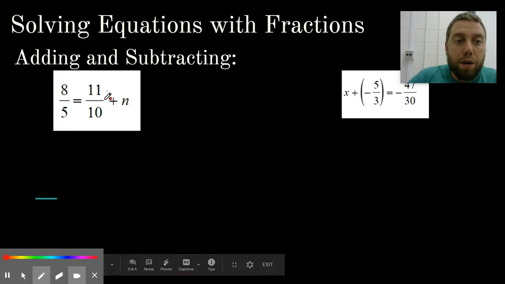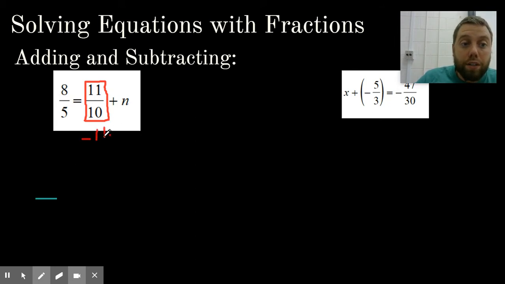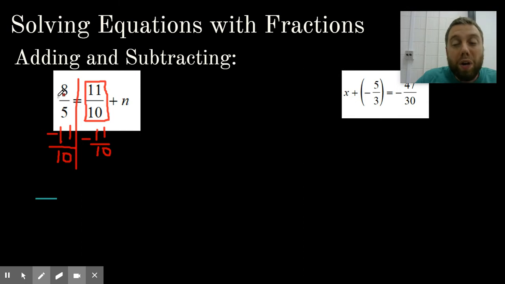Our first problem here, we notice that we have a variable added to a fraction, and we want to solve this. Solving equations means isolating the variable. To isolate this variable, we need to get rid of this fraction. You'll notice that this fraction is positive, so therefore we need to subtract it to get it to the other side. Subtract 11 over 10. And if you do something on one side, you got to do it to the other. Subtract 11 over 10. But we'll notice that when we're adding and subtracting fractions, we need to have a common denominator. That means the same denominator.